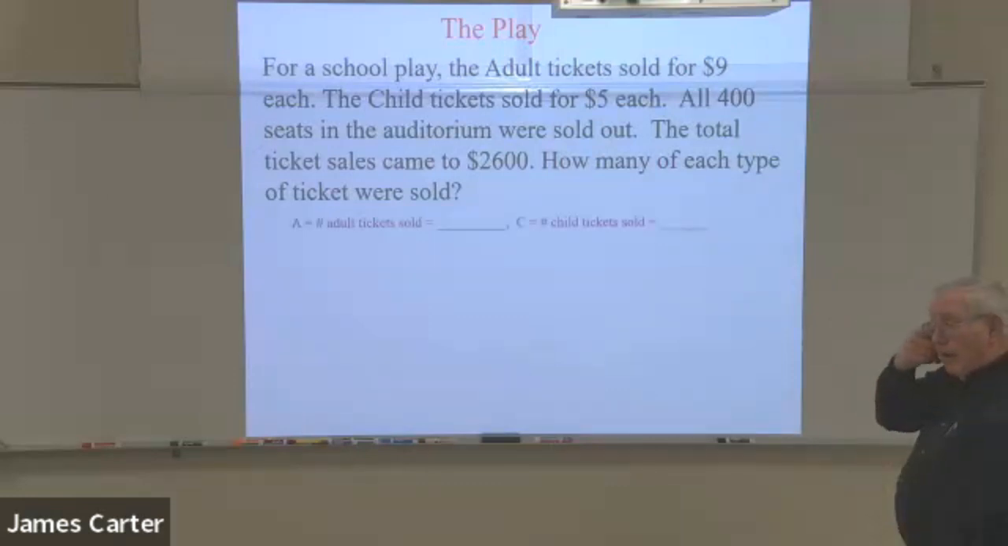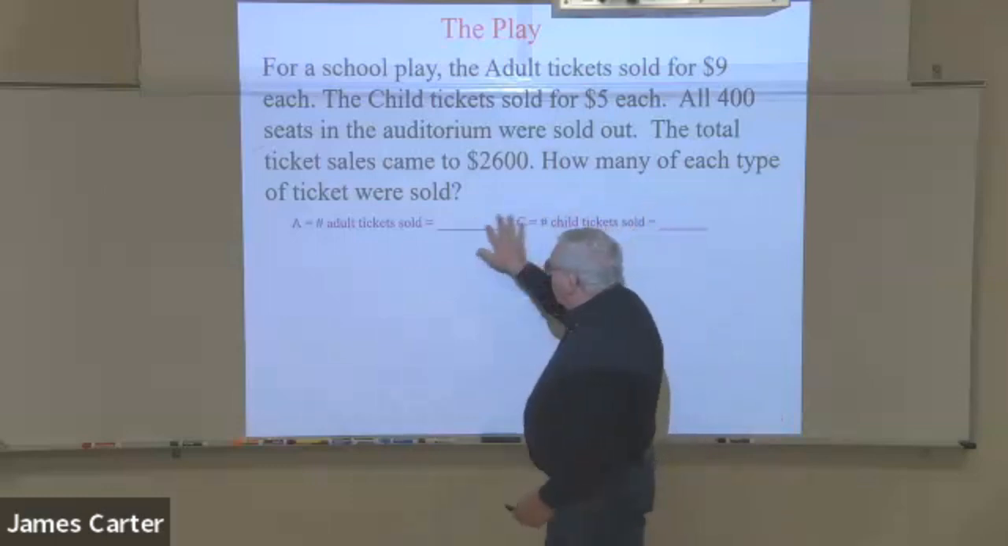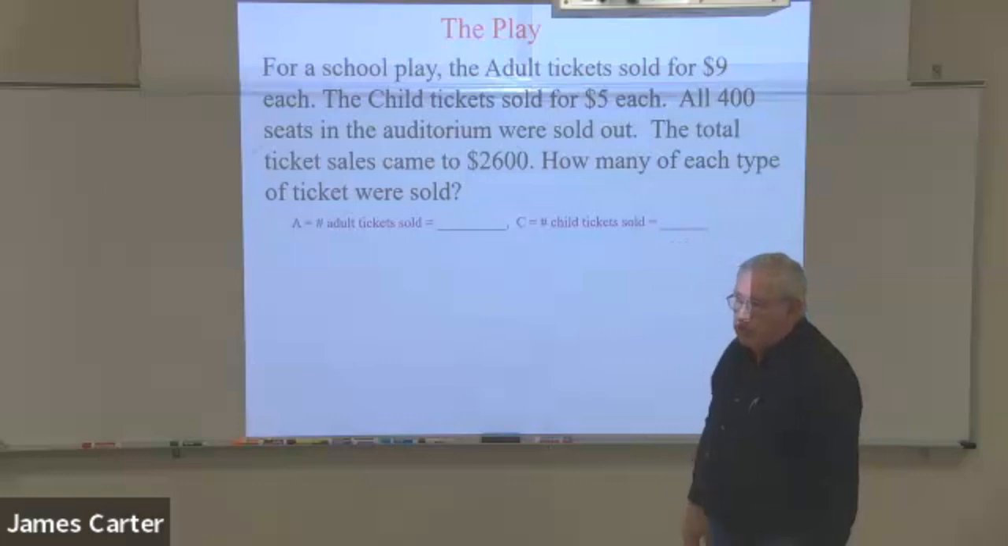First, I wrote out my legend. I defined my variables. I chose A and C for my variables because they're kind of representative. Also, when I put in the answer here, I've already got the problems labeled, so I don't lose the label point.